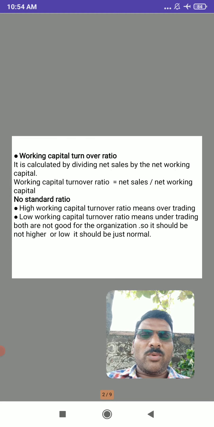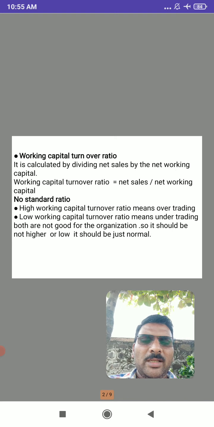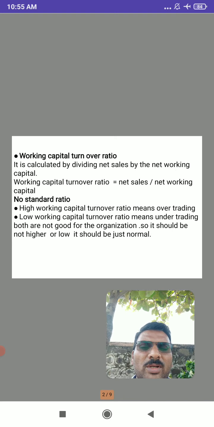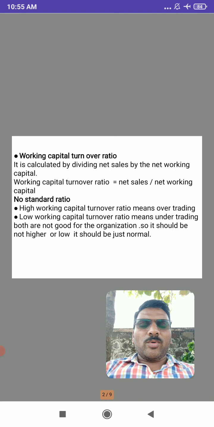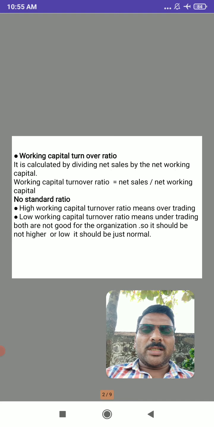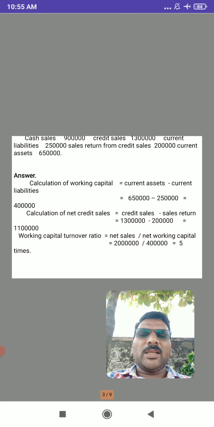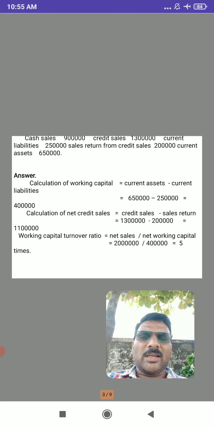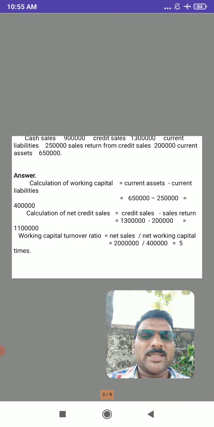A higher working capital turnover ratio is not so helpful for the organization. If the ratio is low, that is also not helpful. Both are not so healthy for the organization. It should be normal. Now we will calculate the working capital turnover ratio and see how it is calculated.